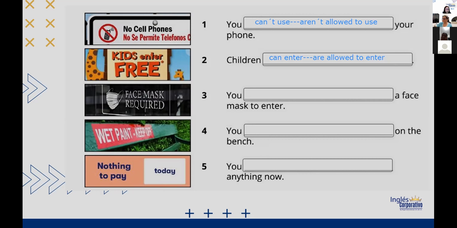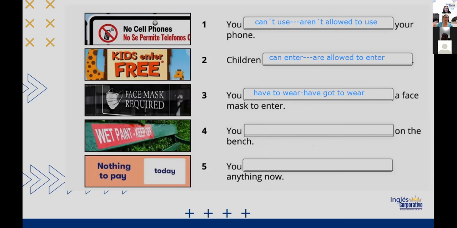So next one, face mask required. Not anymore in El Salvador. You have to. This is an obligation. You have to use a face mask, or you have to wear. Let's say wear. You have to wear, or you have got to wear a face mask to enter here.